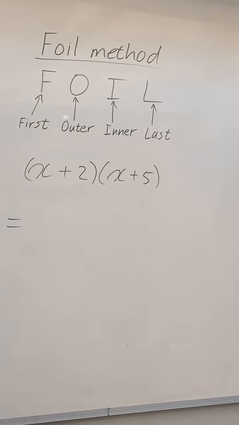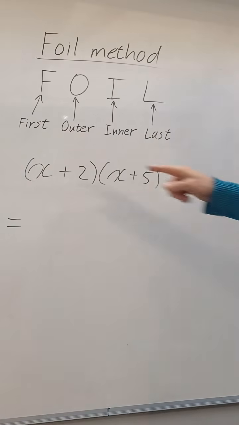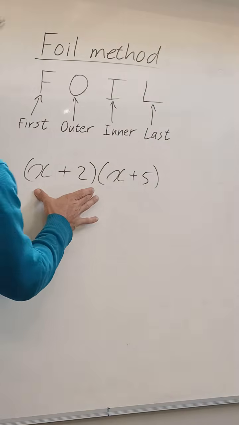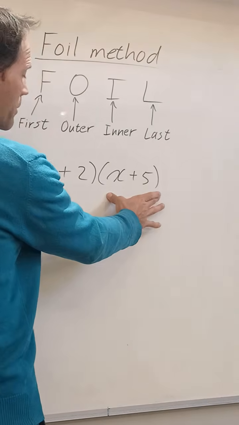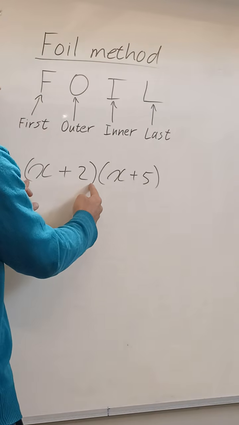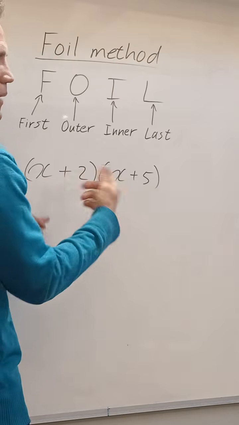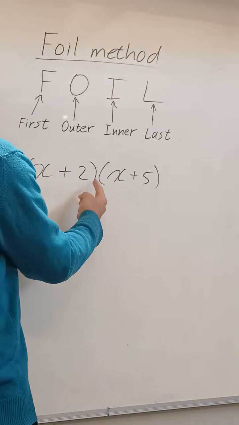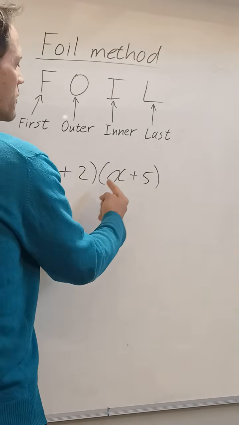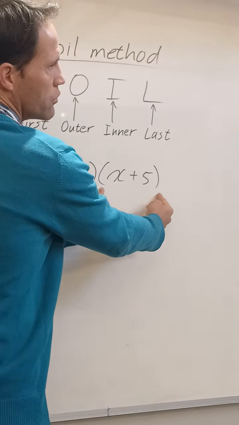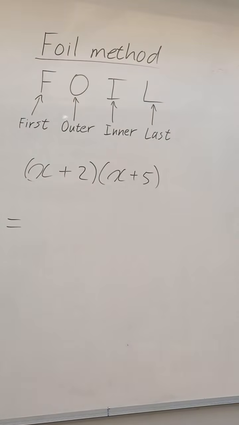So with the FOIL method, you remember it from last year, multiplying out the brackets, a binomial multiplied by a binomial. Remember, binomial means two terms. Bi, like bicycle, it's got two wheels. So a binomial is two terms multiplied by a binomial, two terms. Okay?